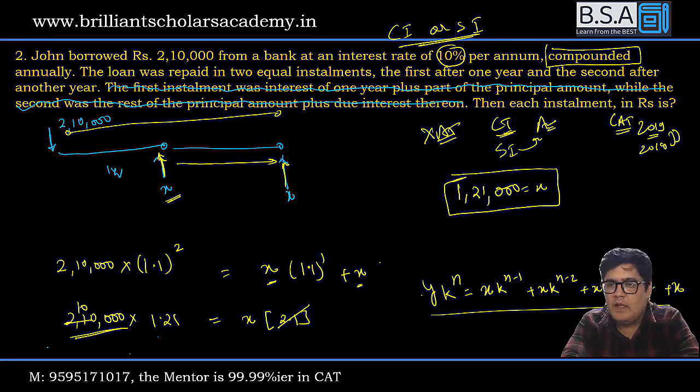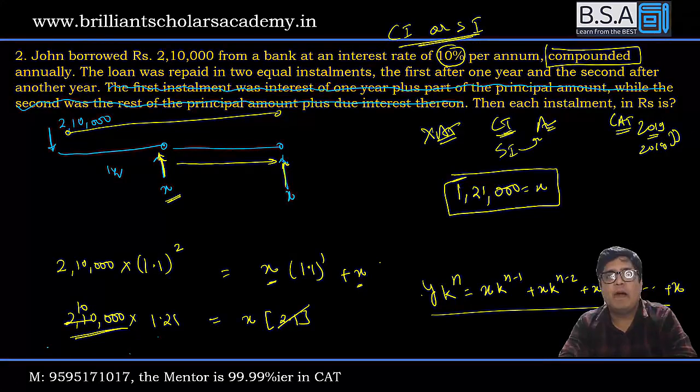Yes, if it says installments, you assume equal annual installments. Let us cover one more question and then I'll go back to the derivation for simple interest part of it.